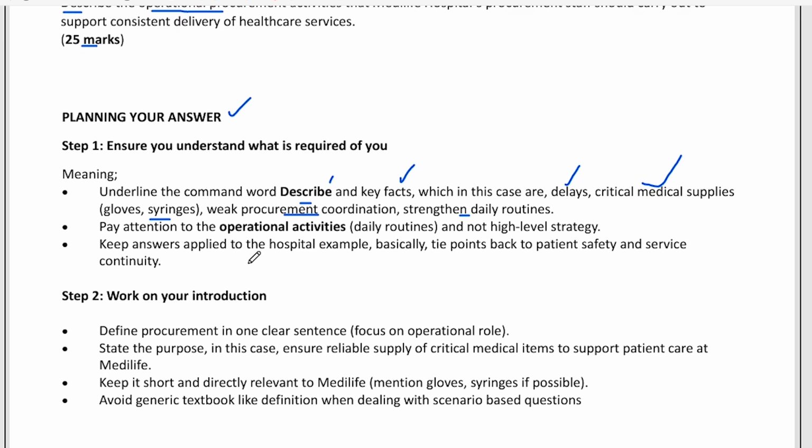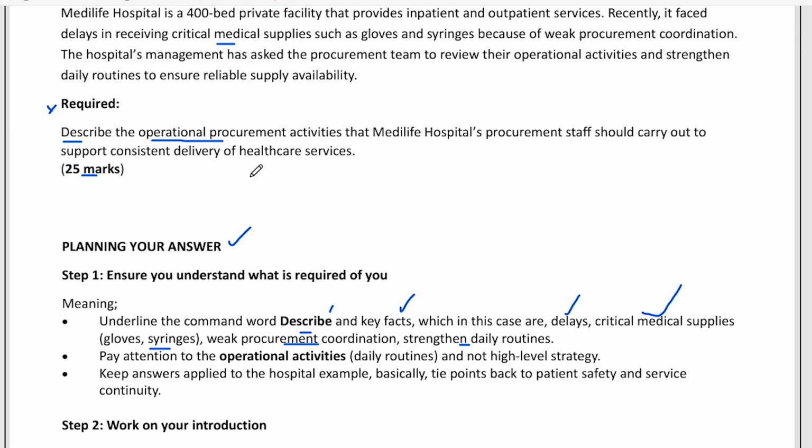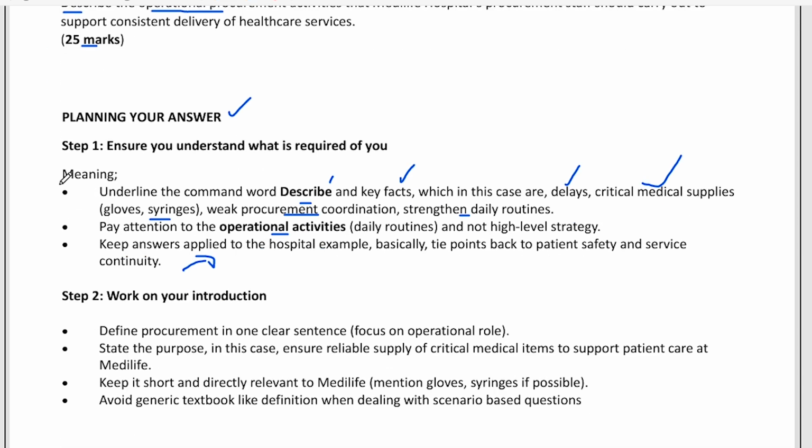And then you pay attention to what exactly is asked: to describe operational procurement activities. So what are the operational activities, the daily routines? Those are the ones. And in this case, I look at them from a hospital perspective, because in another question, it could be from a construction company perspective. Remember, this is a scenario question. So you keep your answers related to the hospital example. So 1, you are understanding the question.